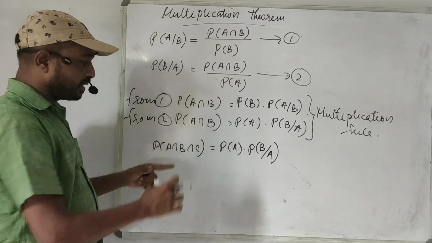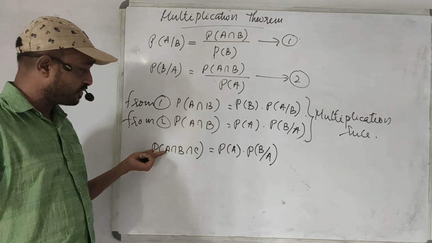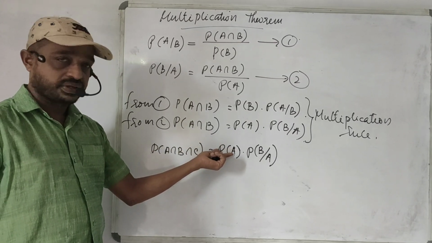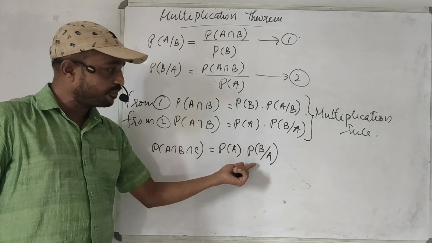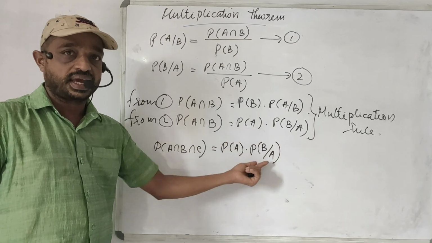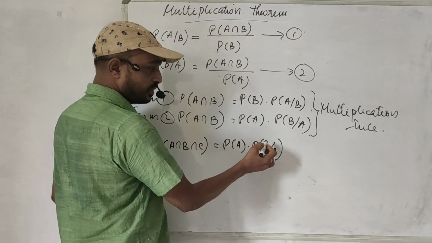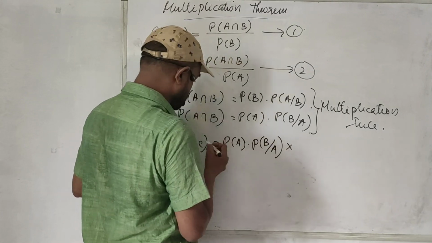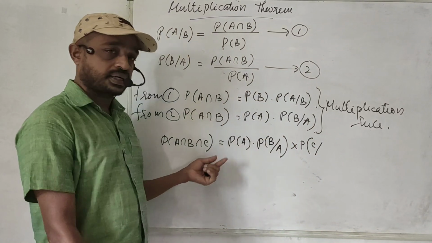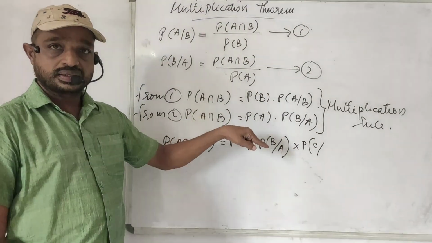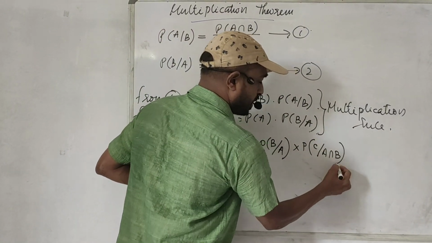So P of A intersection B intersection C is first the probability of happening the first event, that is probability of happening the event A, into the probability of happening the second event if the first event A has already happened. It is P of B given A. So P of A into P of B given A into the last, third event, P of C given, what should be the condition? P of C given A intersection B.